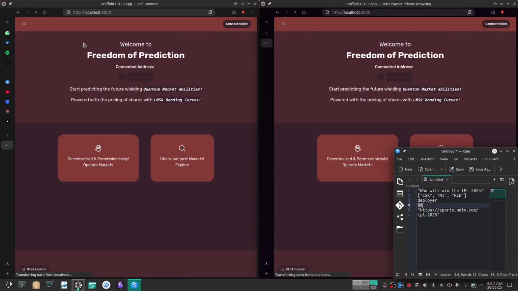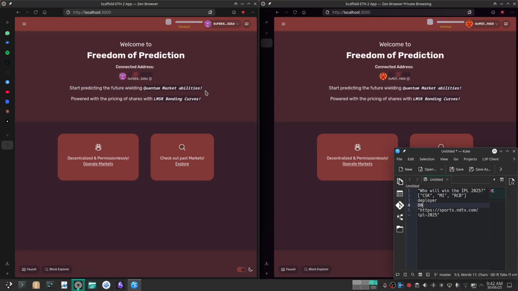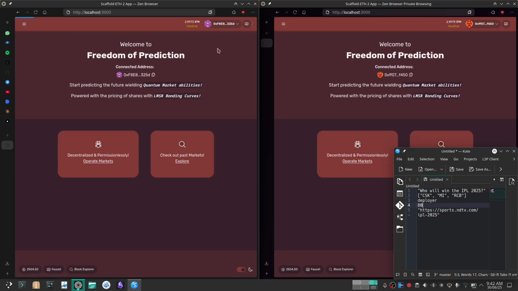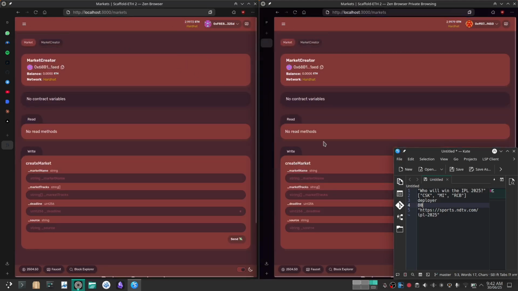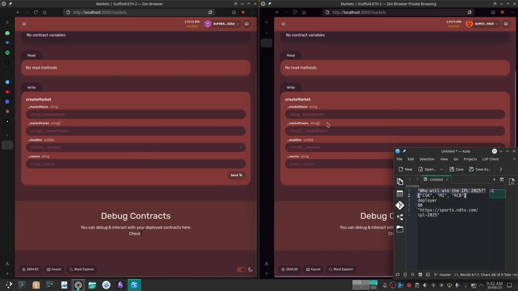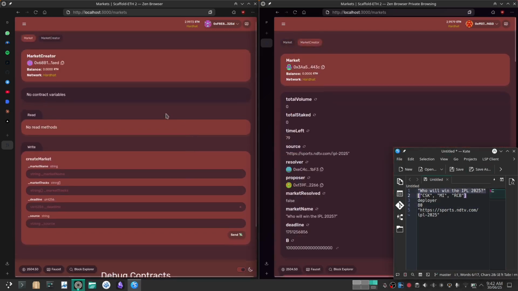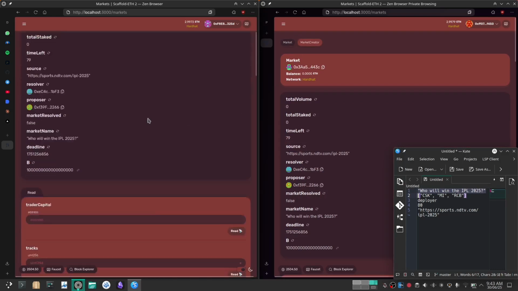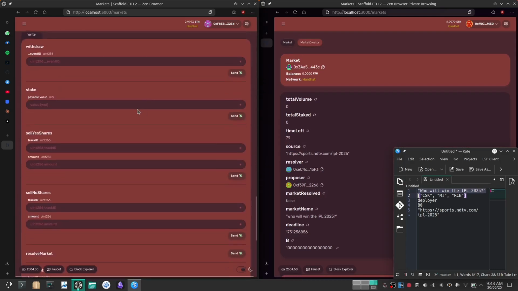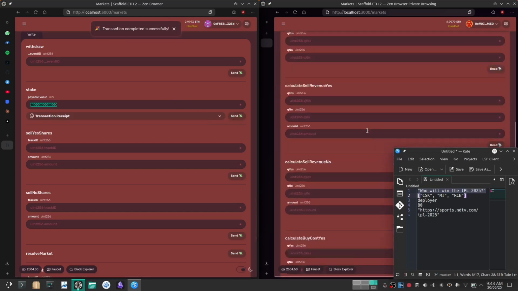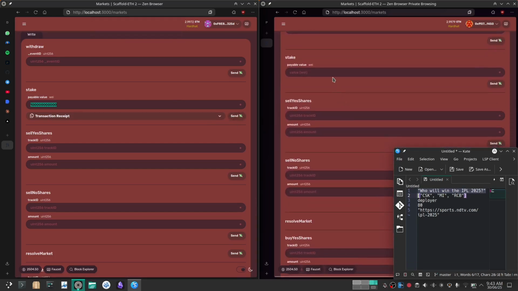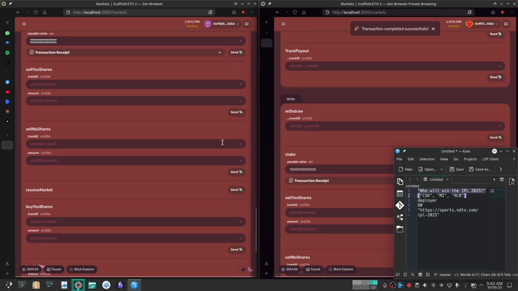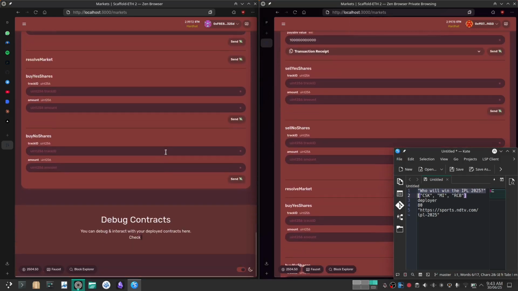Let's take a look at our front end of the prediction market. This is our market creator contract. We just have to put this here and the market will be created. I've already created one, so let's go here. First, take some currency with which we can trade. In this market there are many functions, because you can check any stats you want, which will make your trade better.